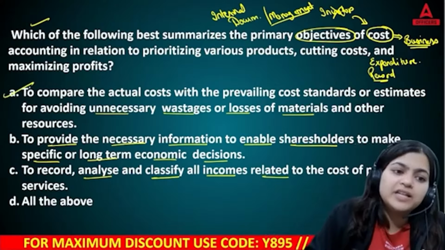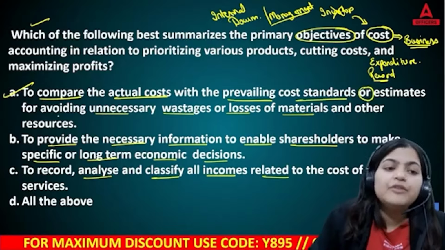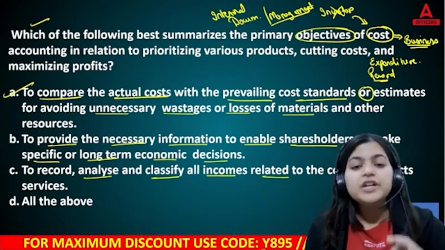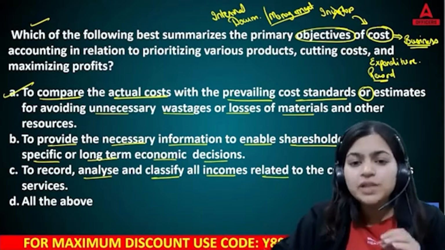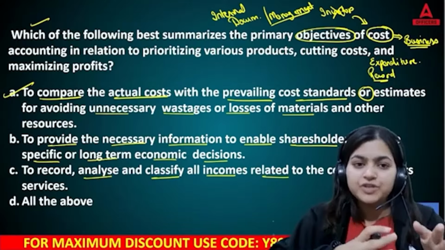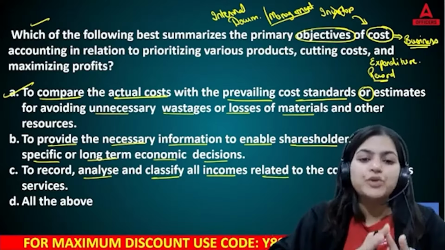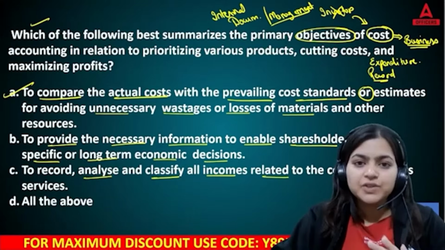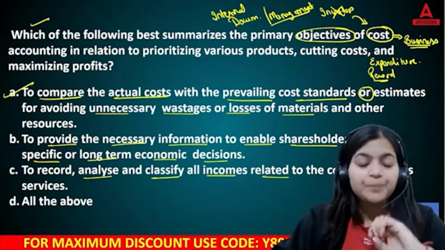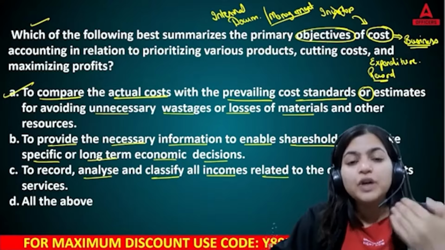Yes, so the right answer is answer A. To compare the actual cost with the prevailing cost standards or estimates for avoiding unnecessary wastages. Always remember, before you start any work, you are going to prepare some sort of estimates. Yes, like before you started your JAIIB preparation, first you did all your analysis. Similarly, when you are doing any manufacturing, first you are going to do all your analysis. Then after that, you will actually implement that work. Then after standards, after planning, you will actually be working on those projects.